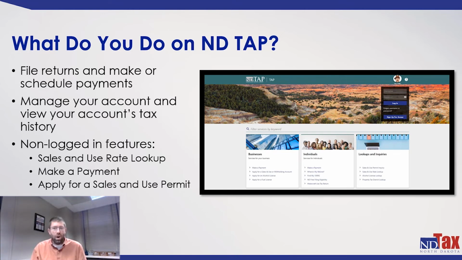This is available for a wide range of tax types. Some of the big ones are going to be sales and use tax, restaurant and lodging tax, as well as income tax withholding. We have a number of other smaller tax types that are available, and we also allow an ability for users to file their W-2s or their 1099s directly. Now, I should note that currently, income taxes such as personal income tax or business income tax are not available from TAP to be logged in and filed in that manner.